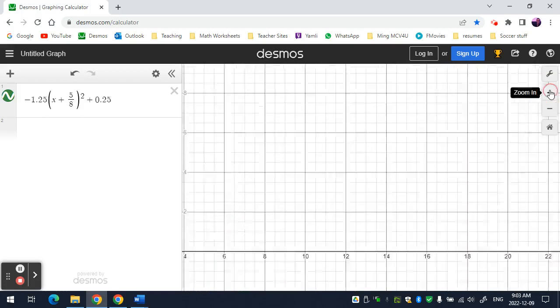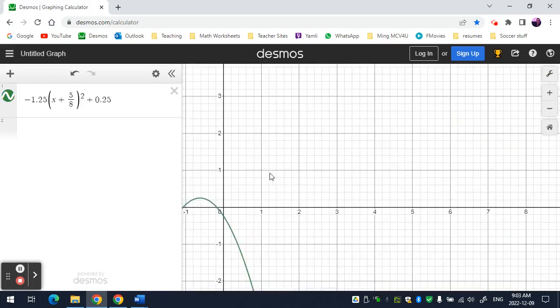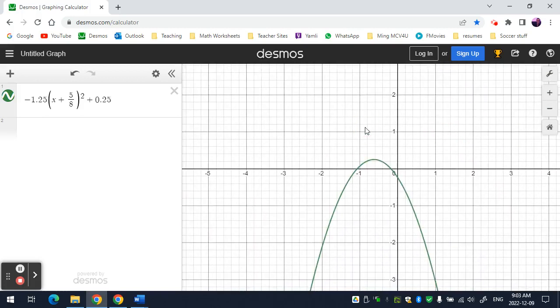I'm gonna zoom in because it seems to be right here. So Sadia, you said what? You said that your vertex is gonna be at 5/8 on the x and 0.25 on the y, right? Okay. Did Sadia get it right at least for the second number? Did Sadia? Yes, she got it right. She said that the second number is gonna be this guy, and it is this guy.